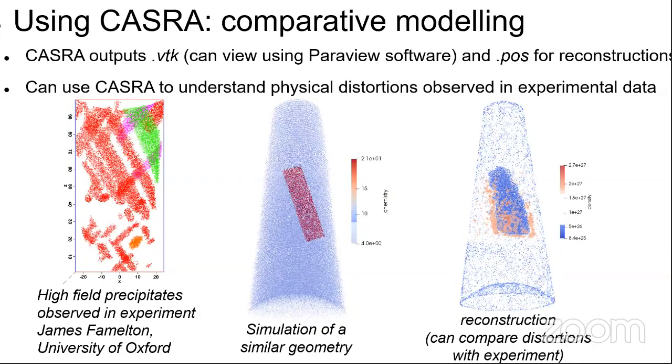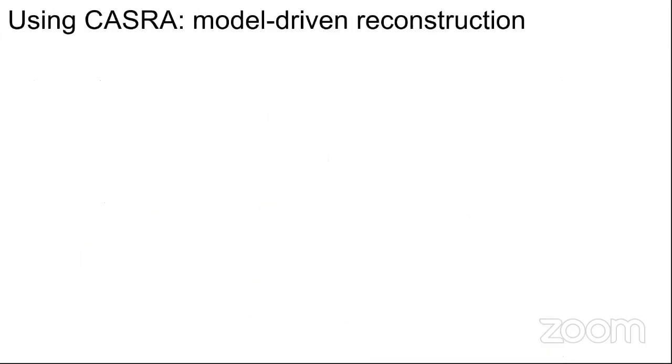So the first thing that you can use Casra for, which is pretty straightforward, is some simple comparative modeling with experiment. The idea is you can use Casra to understand physical distortions that are observed in experimental data. By setting up your model geometry to resemble the microstructure you might be seeing in experiment, you can generate synthetic data of the APT experiment, and then reconstruct it and compare the distortions occurring with the experiment to better understand where the distortions are coming from.